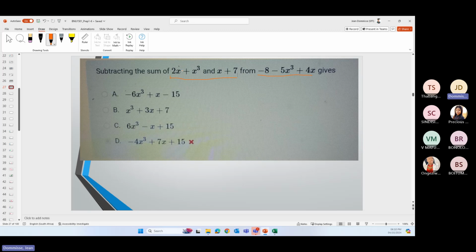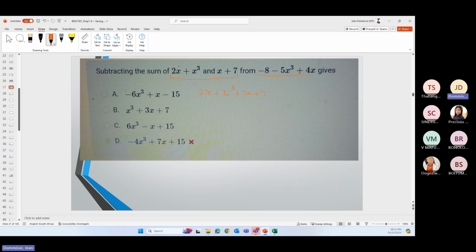Subtracting the sum of this. So let's do the sum. There's a 2x plus x3 plus x plus 7. So let's quickly do the sum.